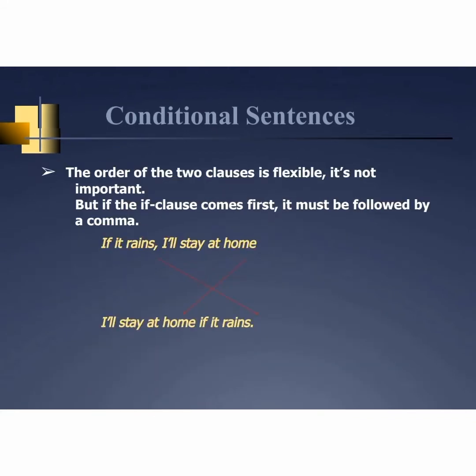Conditional sentences. The order of the two clauses is flexible. It's not important. But if the if clause comes first, it must be followed by a comma. If it rains, I'll stay at home. I'll stay at home if it rains.